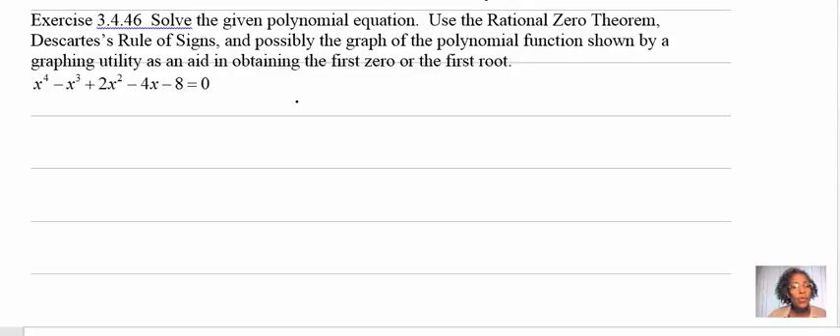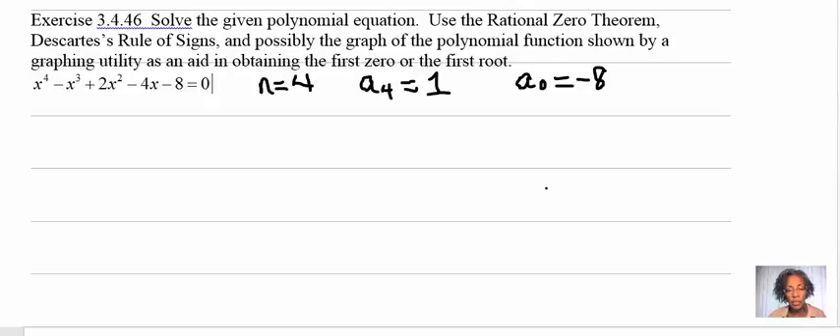All right, so we see that n is 4. This is a fourth degree polynomial. So a sub 4 is the coefficient of x to the fourth. So a sub 4 is 1. A sub 0 is negative 8. That's our constant.